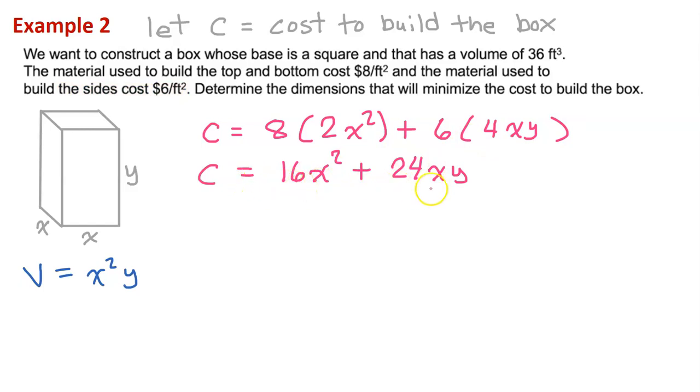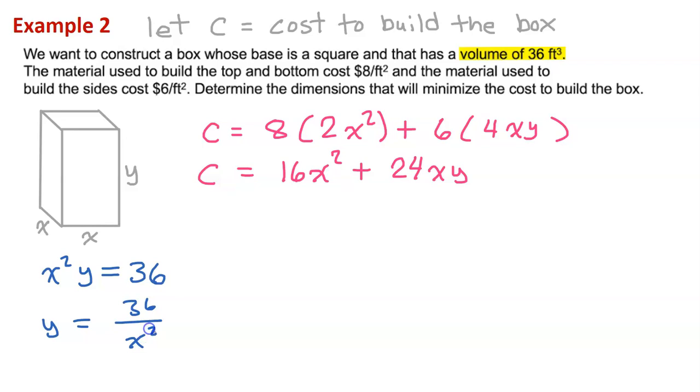Next, we need to rewrite this equation so that cost is in terms of a single variable. That's where the secondary equation comes in. We are told that the volume of the box must be 36 cubic feet. So x squared y equals 36. Dividing both sides by x squared gives us y equals 36 over x squared.